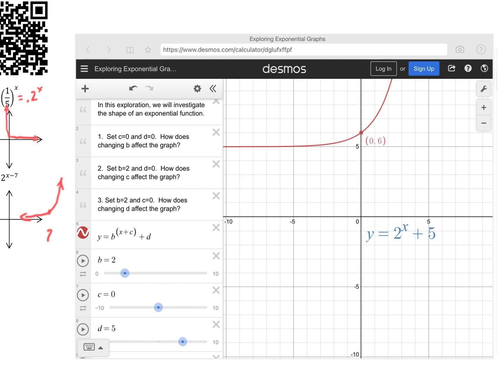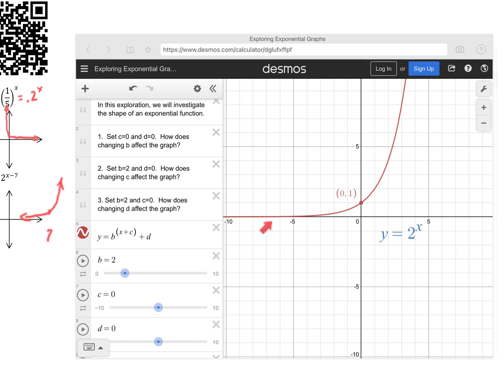Move it up a little bit more. Now the asymptote, the line that it doesn't quite touch, it gets really close, is at 5. That line is at 5. The point it crosses at is 6, which is one above. Okay? So, again, it's all about relating to this, which is called the parent function, 2 to the x.